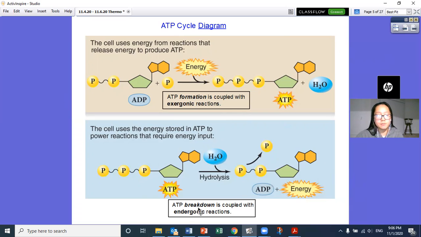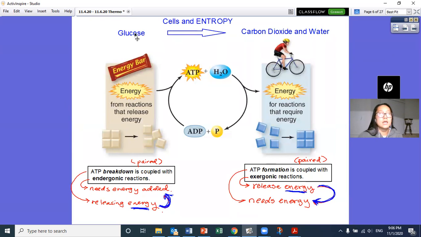So again, ATP breakdown is coupled with endergonic reactions, or reactions that require energy. Because here, ATP breakdown is an exergonic reaction, right? It's releasing energy. So we have, for example, glucose being turned into carbon dioxide and water, right? So ATP breakdown is coupled with endergonic reactions. And remember, endergonic reactions need energy added, right? ATP breakdown is going to provide the energy by releasing it from that last bond with the P and then adding it as that energy.